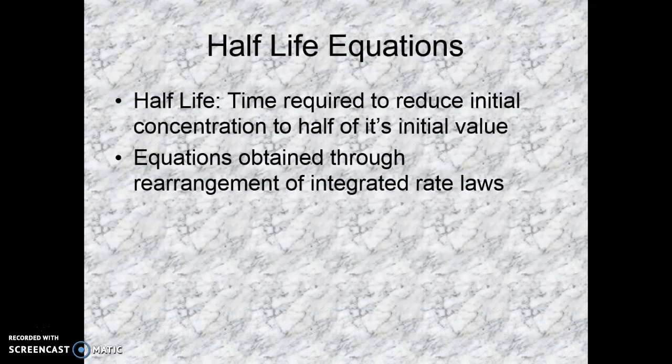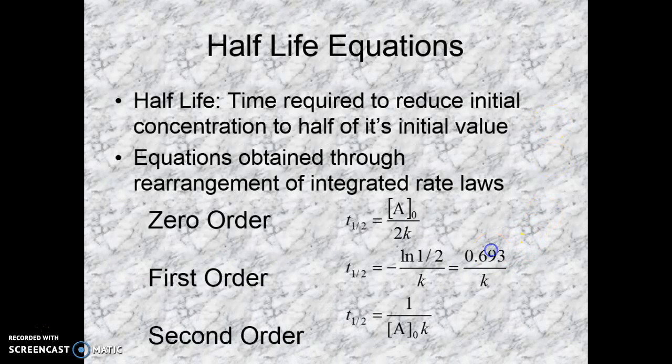So once again, half-life equations are obtained through rearranging the integrated rate laws. And so here are the half-lives for the 0, 1st, and 2nd order. So notice that for 0 order, t to the 1/2 is the half-life, the amount of time that it takes. For a 0 order, you've got the initial concentration divided by 2 times the constant.